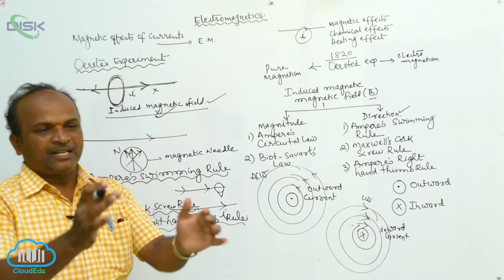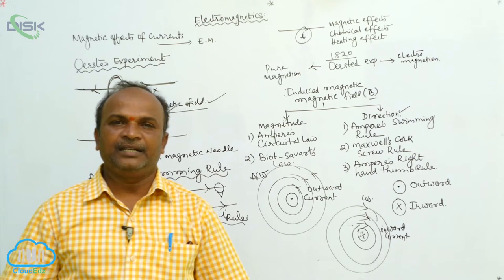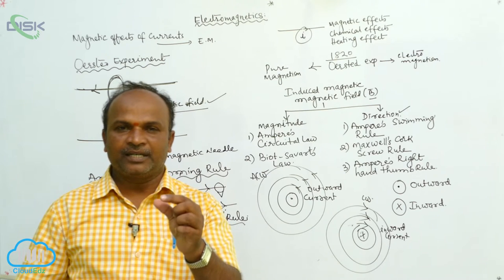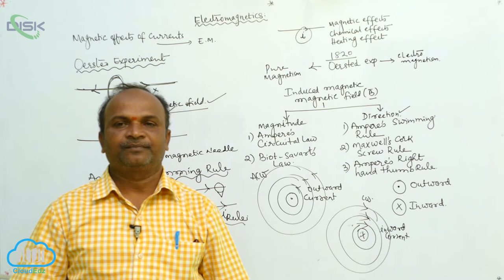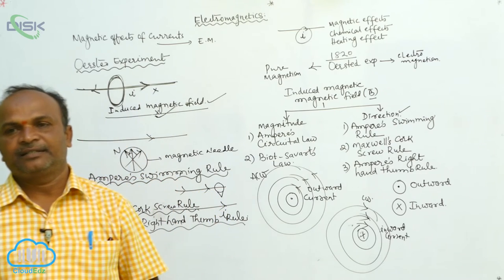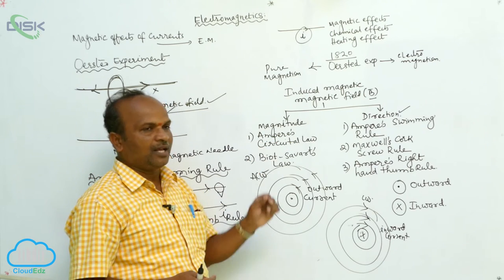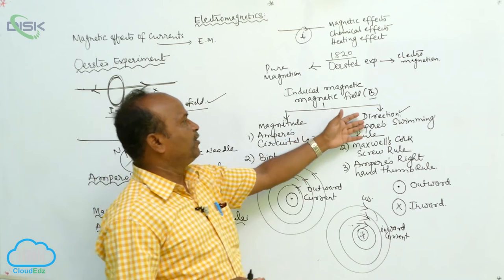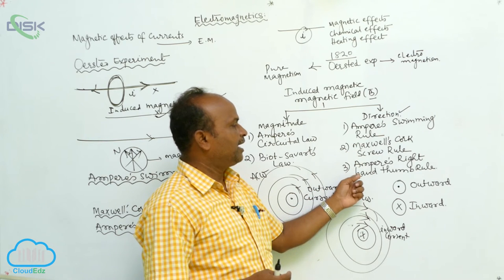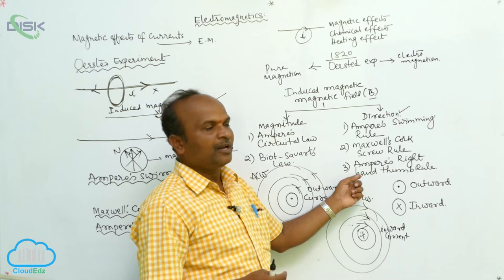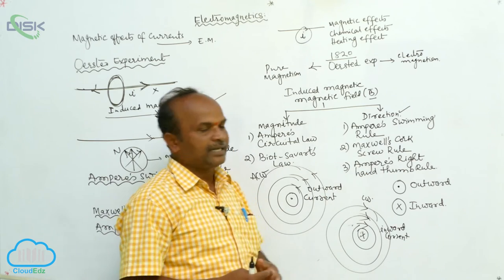Now, the characteristics of the induced magnetic field: its properties depend upon the strength of the current and the direction of the current. The induced magnetic field is a vector quantity. It has both magnitude and direction. The magnitude can be calculated by Ampere's circuit law and by Biot-Savart law. The direction can be calculated by Ampere's swimming rule, Maxwell's corkscrew rule, and Ampere's right hand thumb rule. I discussed the Ampere's swimming rule, Maxwell's corkscrew rule, and Ampere's right hand thumb rule.